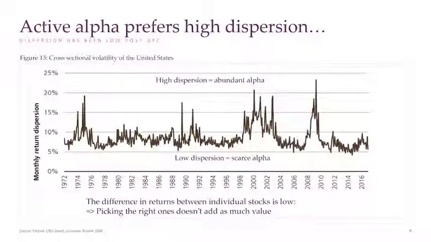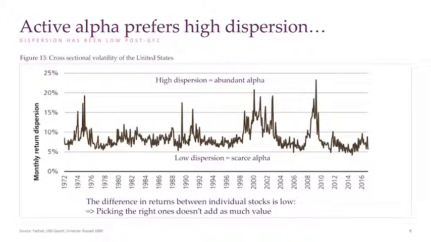Much of it centres around volatility. The more volatility, the greater the opportunity set for active investors, and the less volatility, the less the opportunity set for active investors. Volatility can be measured in two ways. The first one is dispersion. Now, dispersion measures how much stock returns differ from each other across the market.